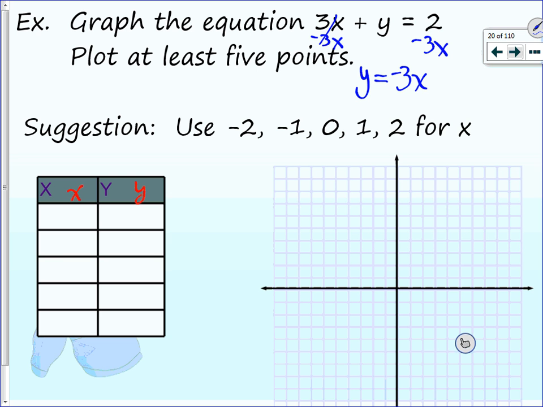And then since the x is positive, it's plus 2. So this is my equation for y: y equals negative 3x plus 2. And I'm just going to follow the directions, plot at least 5 points.